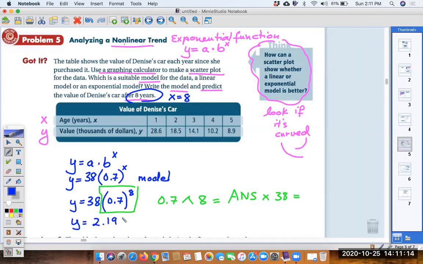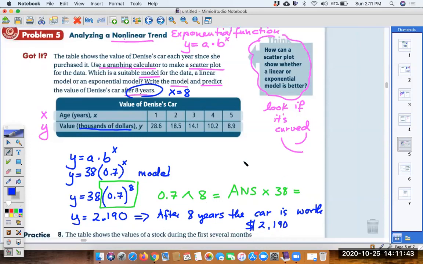2.190. So what that means is, because remember the values are in thousands of dollars, after 8 years the car is worth, now you can write the real price, $2,190.